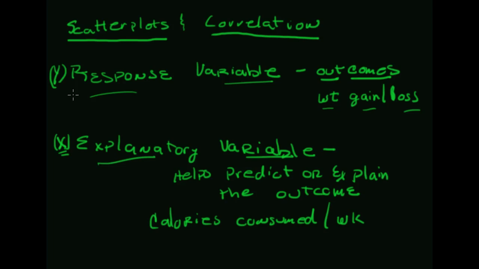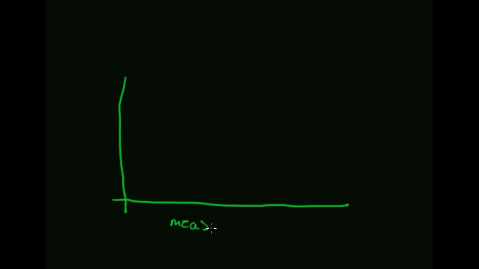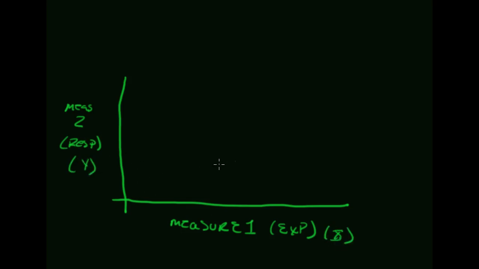So let's take a look at what a scatter plot is. Let me clear the screen here. A scatterplot is basically a graph of how the explanatory variable and the response variable, or two measures, it doesn't even have to be explanatory and response, relate to each other. So you have, let's say, measure 1 here, which if there is an explanatory variable, that's where we put it. And then you have measure 2 over here. And if there is a response variable, we're going to put it there. Oftentimes we call this variable x, and this variable y.